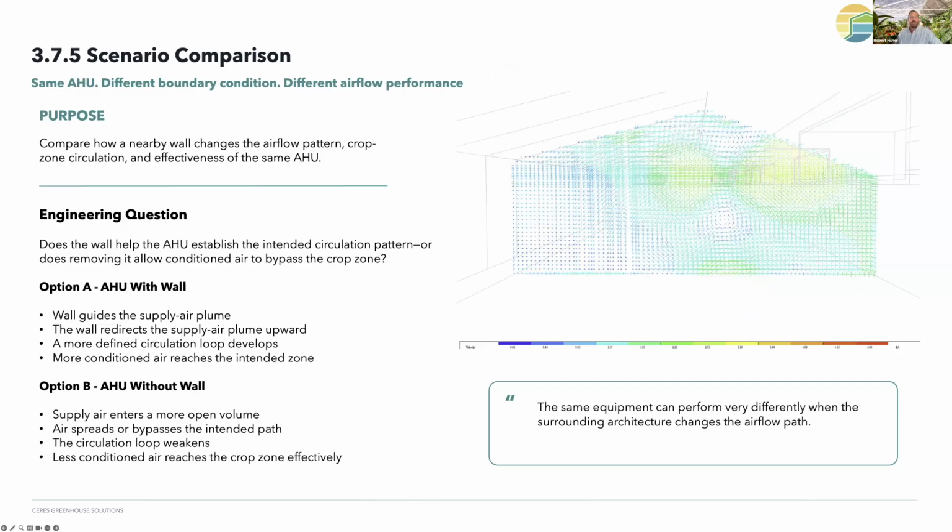One of the airflow examples we'll show is the placement of a mini air handling unit under two different architectural conditions. First, we look at it next to the wall, about 12 inches away, where the wall has helped guide the return plume upward and creates a more defined circulation path. Then we'll remove the wall and evaluate the same air handling unit in a more open condition to see how that unit is bypassing or short circuiting.